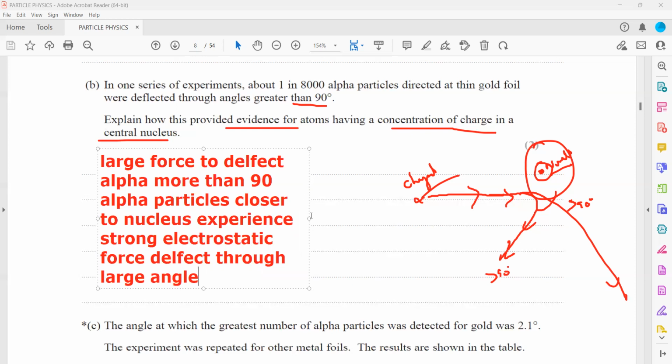So for the deviation, one mark is for mentioning that for the deviation to be large, we need a strong force. That is one mark. And the second is that the nucleus must be charged, or the electrostatic force must be strong. Because between charges there's an electrostatic force, so a strong electrostatic force can cause this deviation.